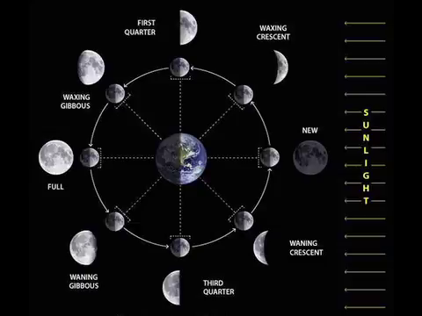The illustration may look a little complex at first, but it's easy to explain. Sunlight is shown coming in from the right. The Earth, of course, is at the center of the diagram. The moon is shown at the 8 key stages during its revolution around the Earth. The dotted line from the Earth to the moon represents your line of sight when looking at the moon.